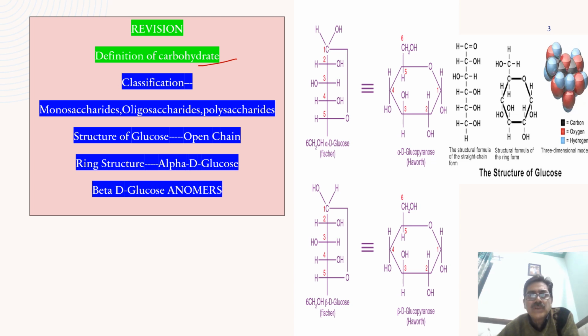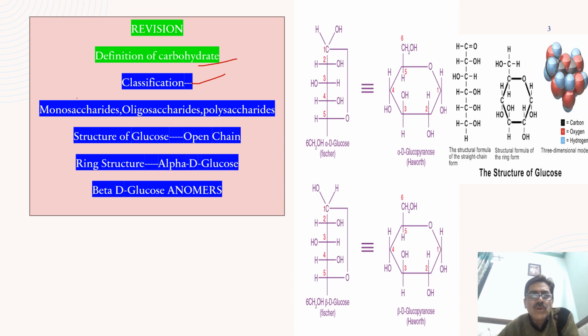Secondly, we also discussed the classification of carbohydrates. So, in order to revise, carbohydrates are classified into three prominent classes: monosaccharides, oligosaccharides and polysaccharides. This classification is on the basis of pattern of hydrolysis.